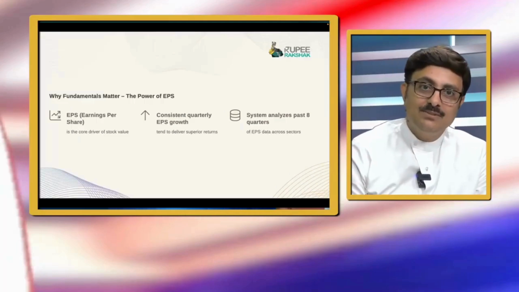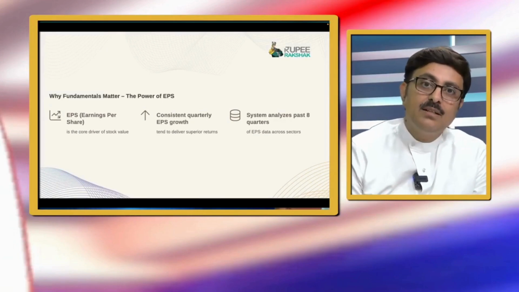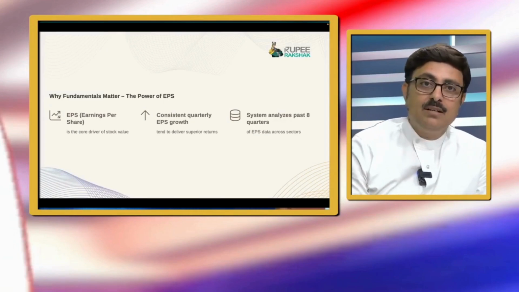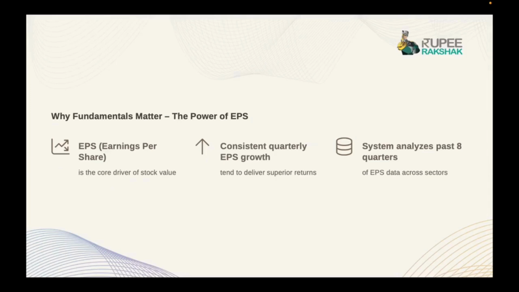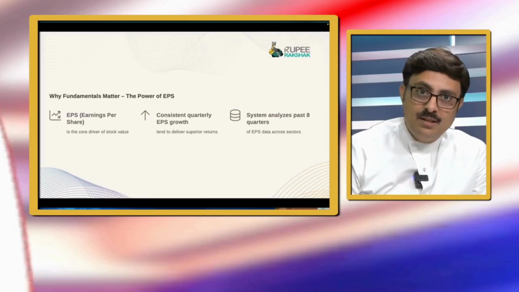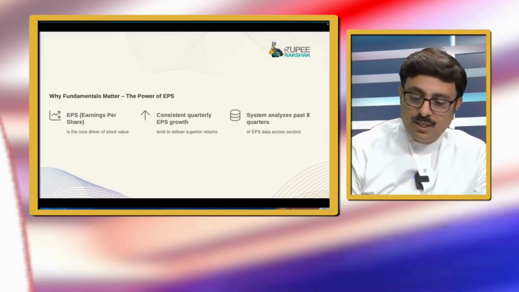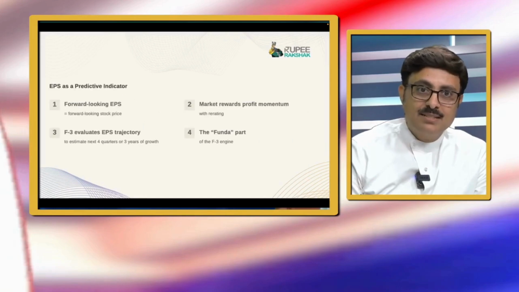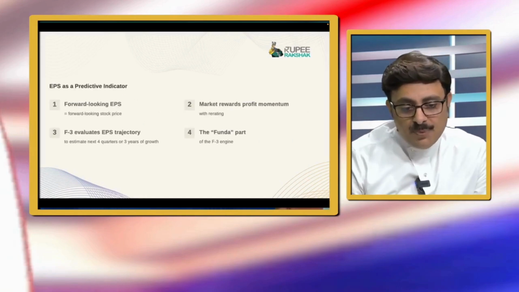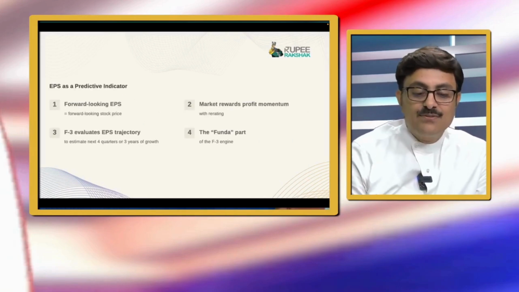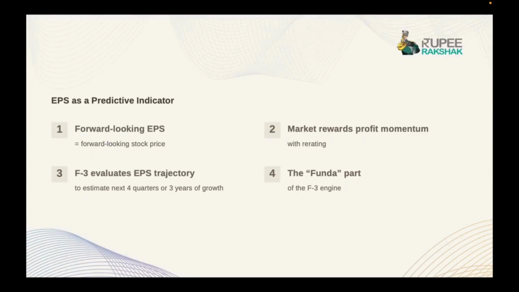So we will have this kind of return expectation. Suppose it is the banking sector, we will have the future EPS for the banking sector based on the last 10-12 quarters EPS. Moving on to the next slide. EPS as a predictive indicator is forward looking, like forward looking stock price. EPS actually, like I said, mimics the stock price. If EPS goes up, the stock price has to go up.